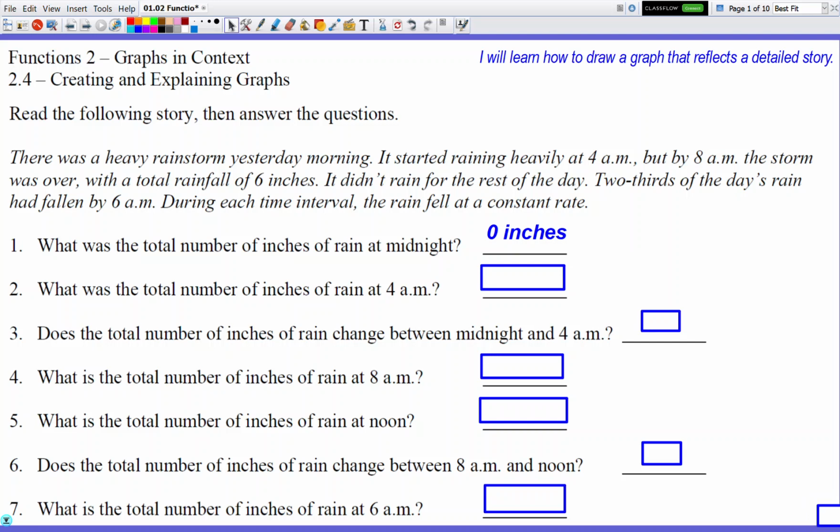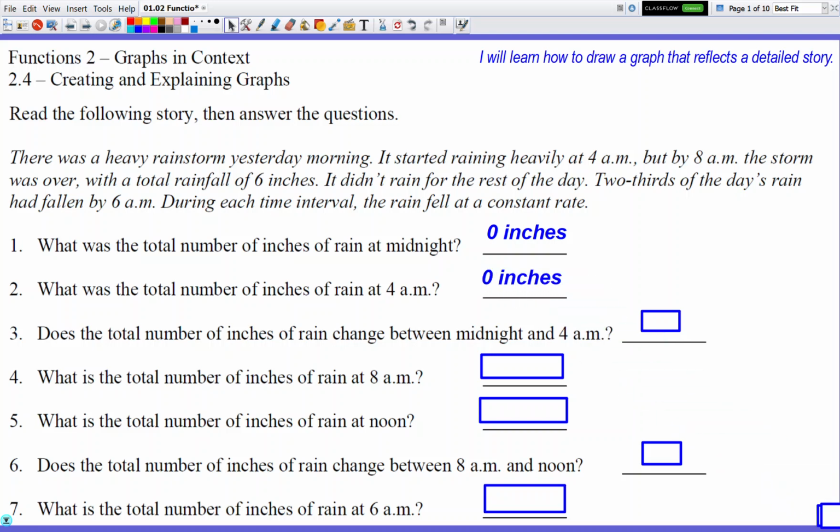Okay, number 2. What was the total number of inches of rain at 4 a.m.? Okay, so the story also says it starts to rain at 4 a.m. So has rain gathered yet? Gathered meaning, since it just started to rain, has it accumulated yet? No, because it just started. So it's still safe to say that there are still 0 inches of rain.